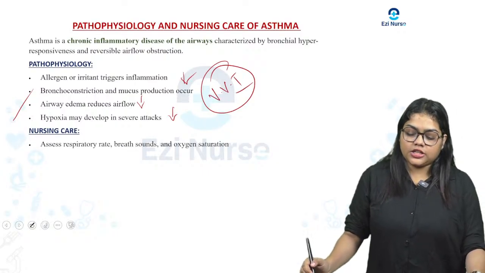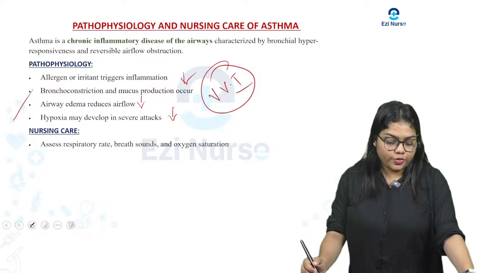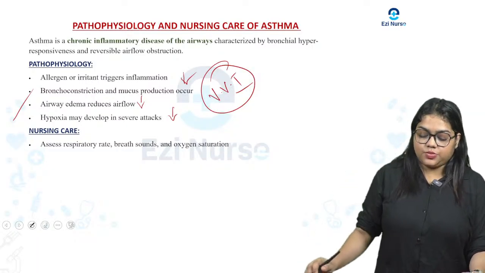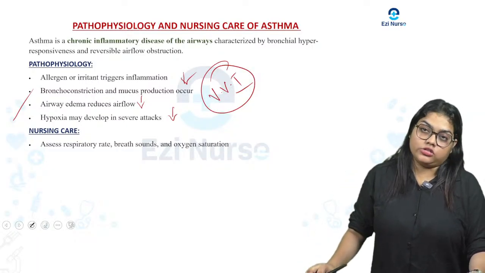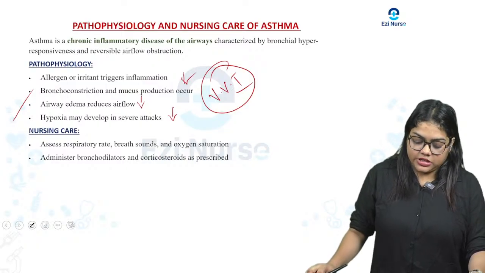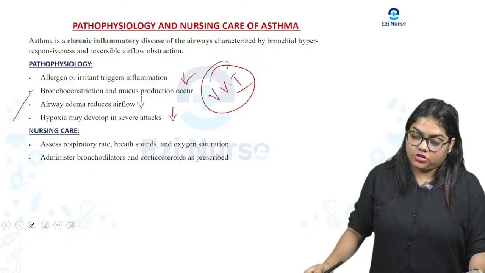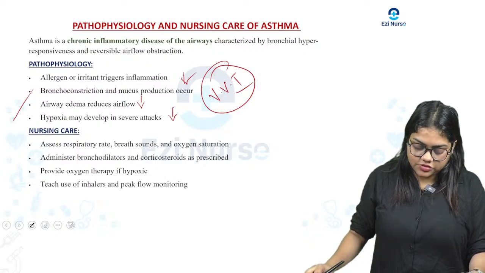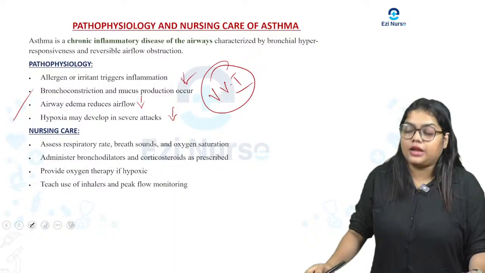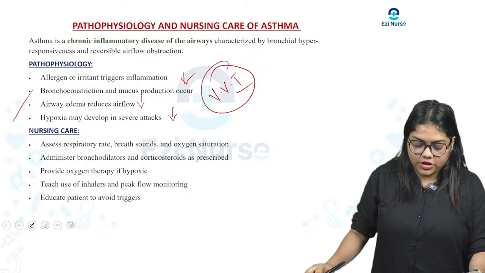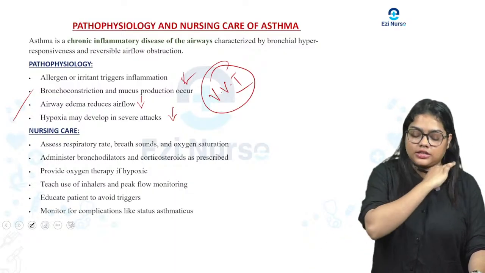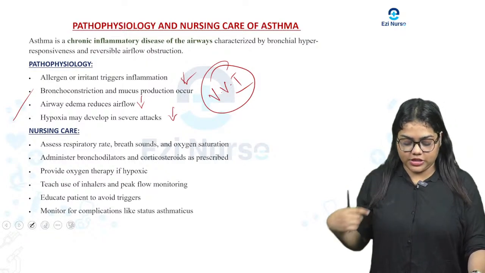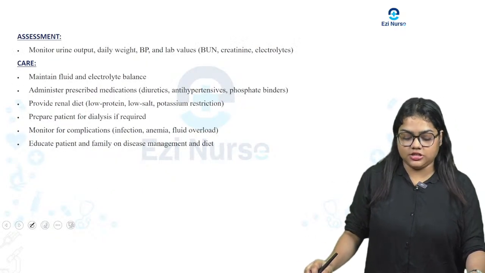Okay, so what is the nursing care we have to provide? We have to assess the respiratory rate, breath sounds and oxygen saturation. We have to administer bronchodilators and corticosteroids as prescribed, provide oxygen therapy if the patient is hypoxic, and teach the use of inhalers and peak flow monitoring. We have to educate the patient to avoid triggers, and lastly monitor for complications such as status asthmaticus.